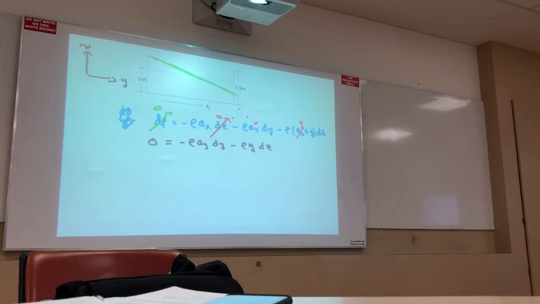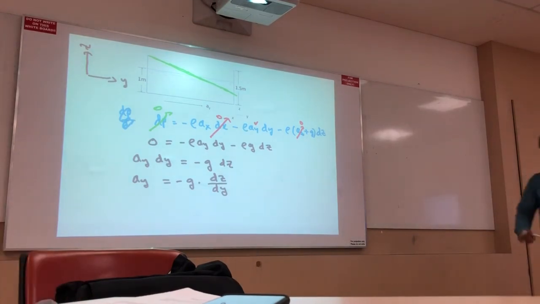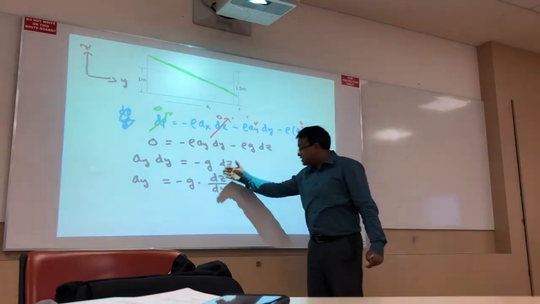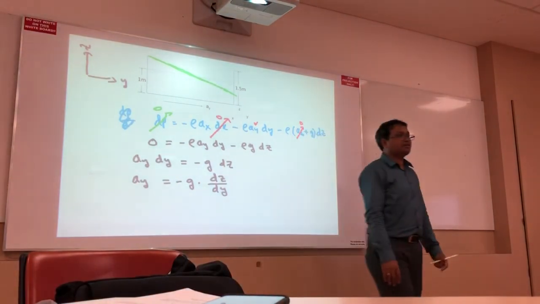Now I have to find ay. So what can I do? Rho cancels, right? I can write ay dy is equivalent to minus g dz. Am I right? So ay becomes minus g times dz by dy. Done. This is the answer. But you have to find the value of dz by dy. What is dz by dy?